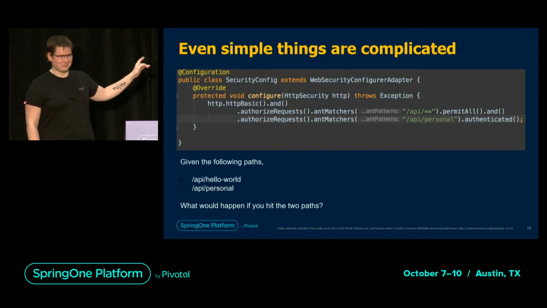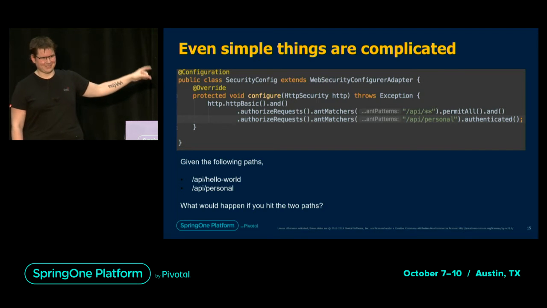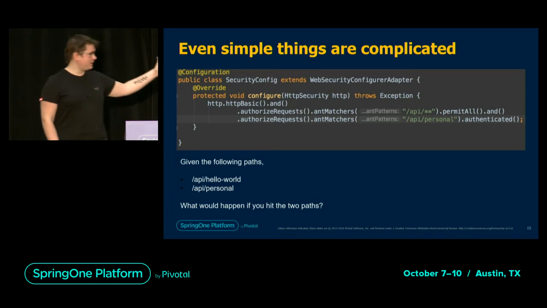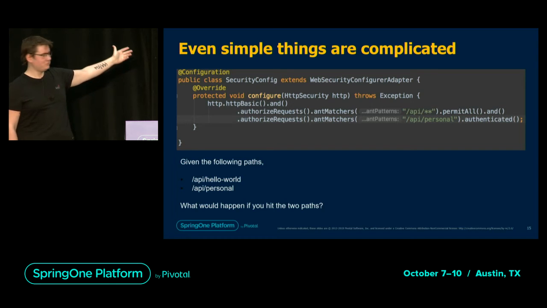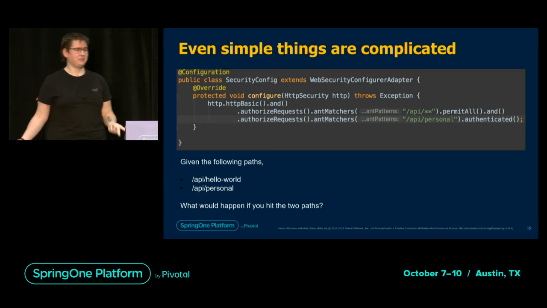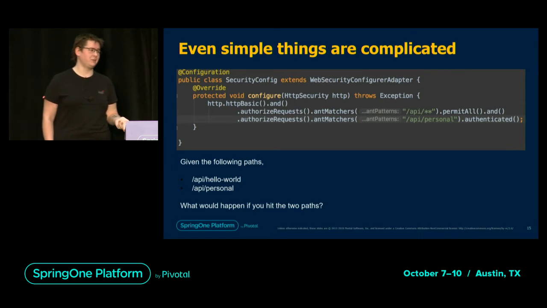This should be one of the most basic things with Spring Security, and people get it wrong every single day. Anyone want to hazard a guess what would happen with those two paths if you hit them with this configuration? They're both open. This is the difference between leaking someone's personal information who shouldn't have it and just allowing access to the APIs you want.